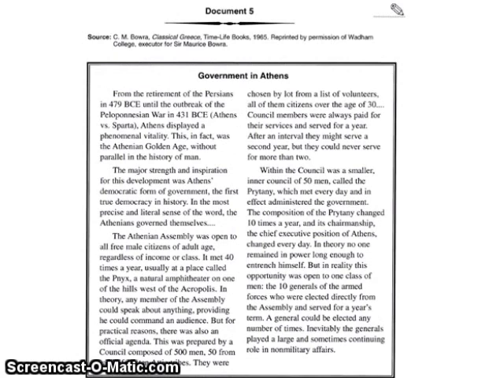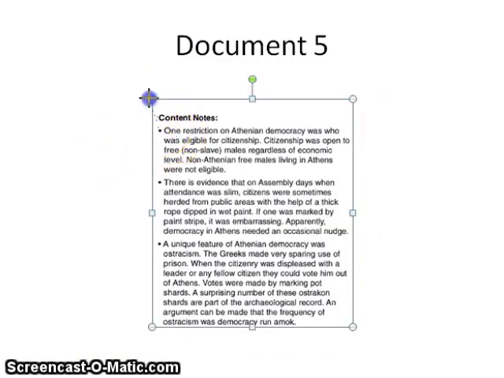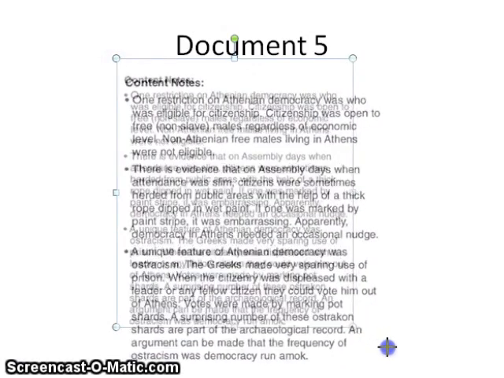Document 5, again, government in Athens, so this would be another political one, possibly, but once you read through it, you might be able to put this one in politics and the other one maybe in culture, or however you decide to categorize it. And then the content notes, which I will make bigger for you because it's kind of small.